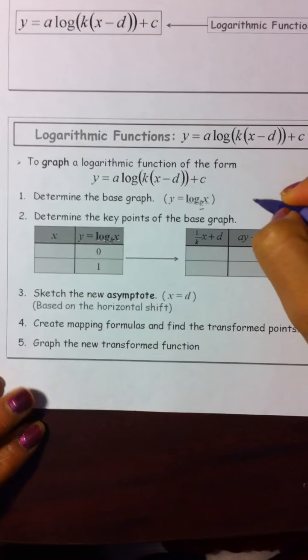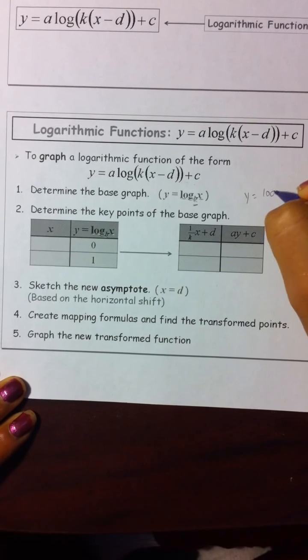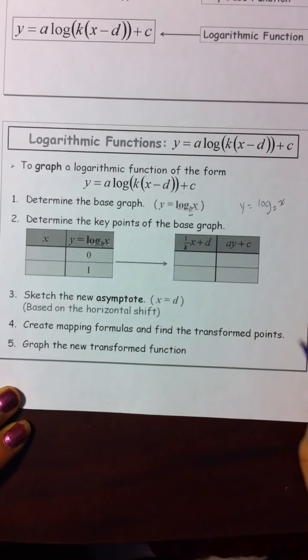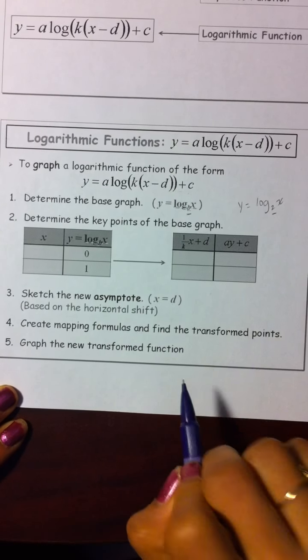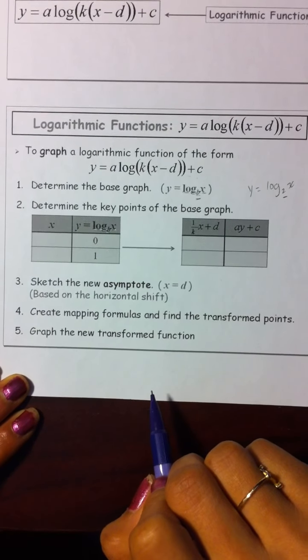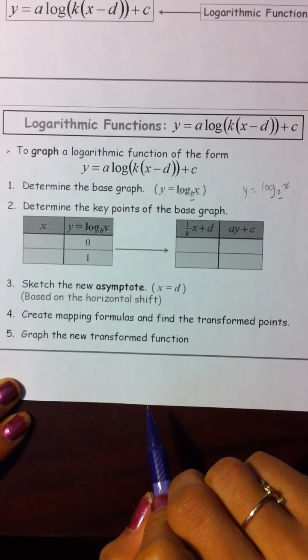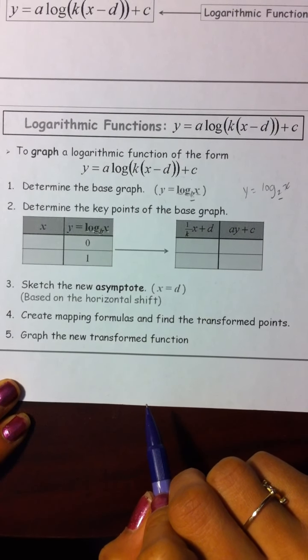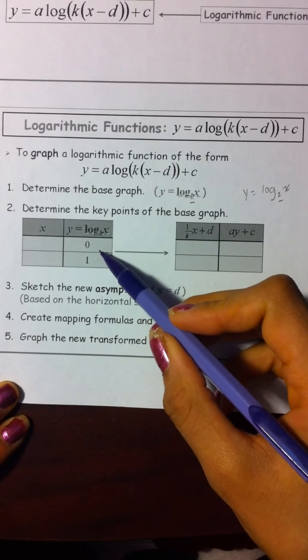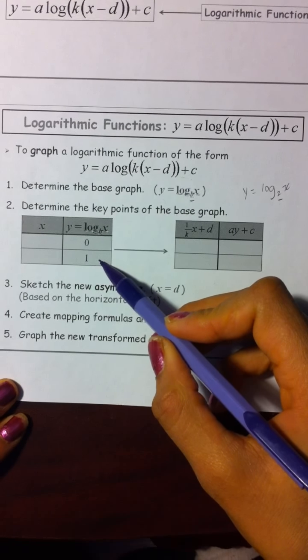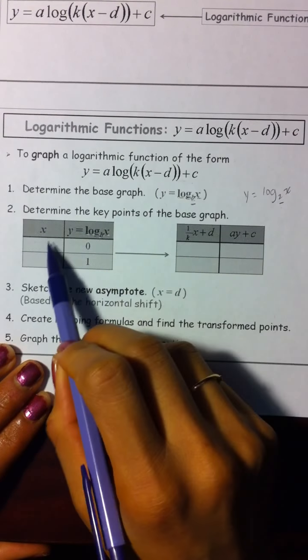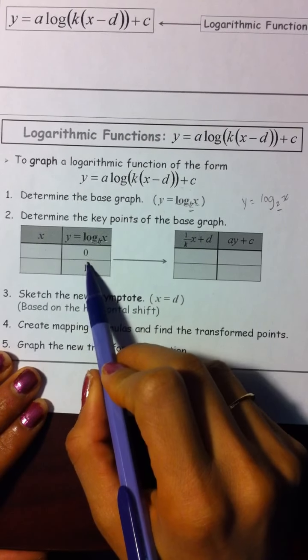For example, if I'm graphing y equals log of 2x, my base graph is going to have a base of 2. Keeping that in mind, there are some key points that we need to use before we go ahead and graph our base function. The key points in a logarithmic function basically have a y-coordinate of 0 and 1. So we have to think about what would be the value for x such that my y value is going to be 0.